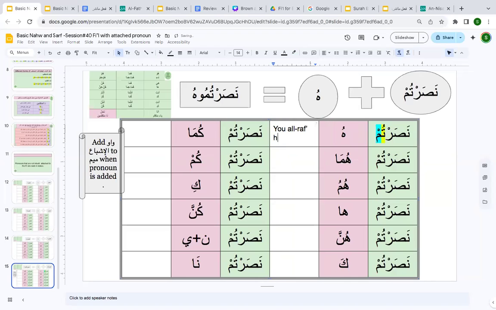What do you think is the status of hu? It is going to be nasb status, because it is an object, the receiver of an action. It is a detail. It's your object, your receiver of an action. It's going to be nasb status. So all these pronouns, you see these pink columns, are going to be nasb status, right? Is it clear to all of you?